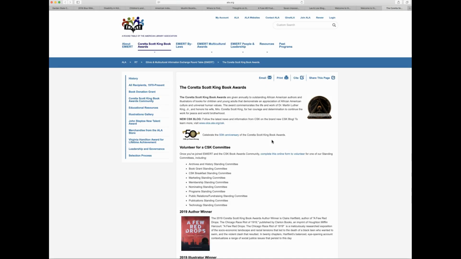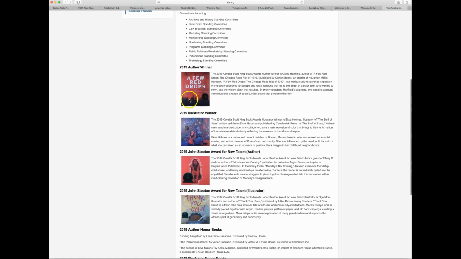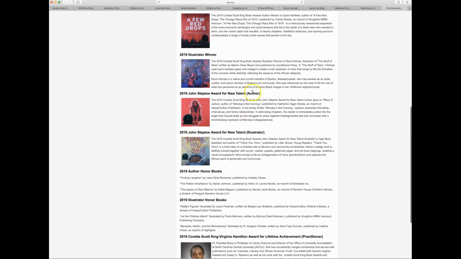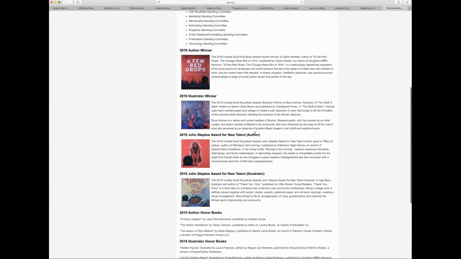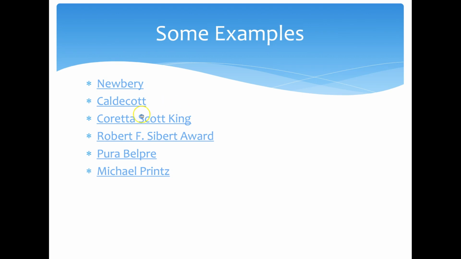Coretta Scott King is a newer award. It was begun in 1970, and this honors outstanding African American authors and illustrators. So they have an author winner, an illustrator winner, a Steptoe Award for new talent for author, and a new talent for illustrator. And you can see the honor books here also. So these have gone a long way toward promoting books by authors and illustrators of color, particularly African American authors and illustrators.